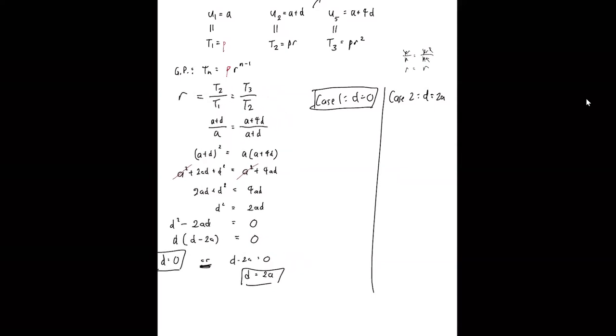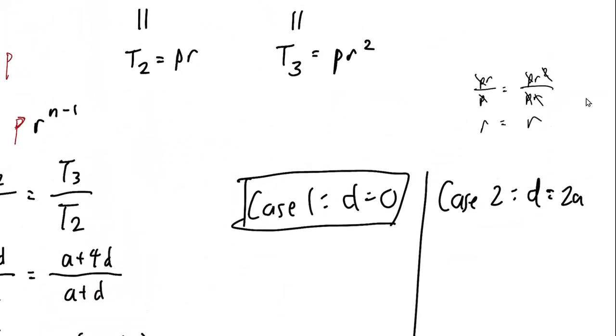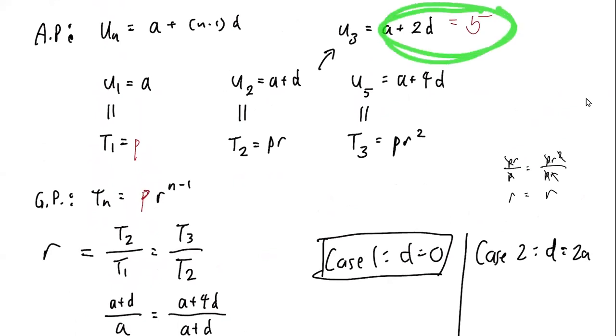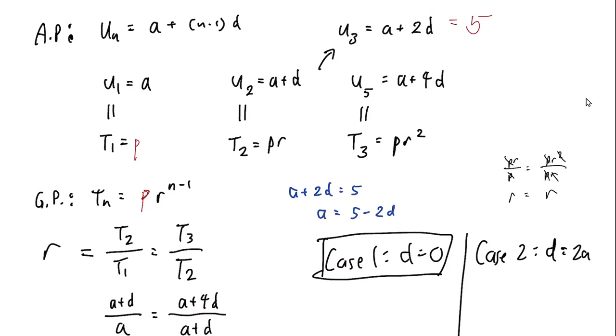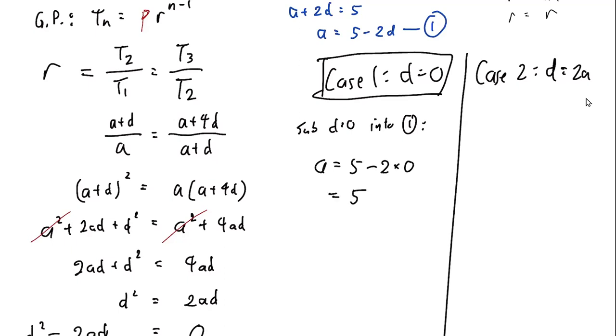So when D is equal to 0, let's just deal with that case. We also recall that there was the formula over here, A plus 2D equals 5. So we can write this down over here, A plus 2D equals 5, and therefore A will equal 5 minus 2D. I'll call this equation 1. Then in the case when D is equal to 0, we'll have to sub D equals 0 into equation 1. What will we get? A equals 5 minus 2 times 0, which is 5.